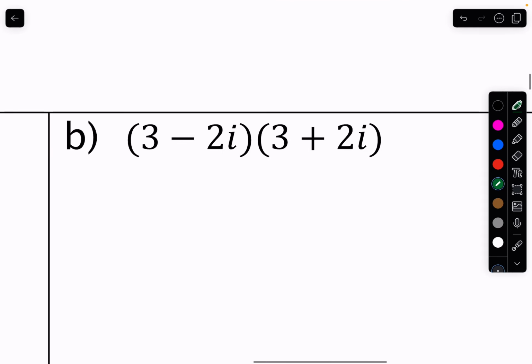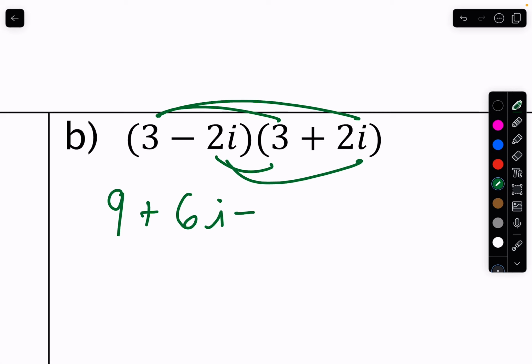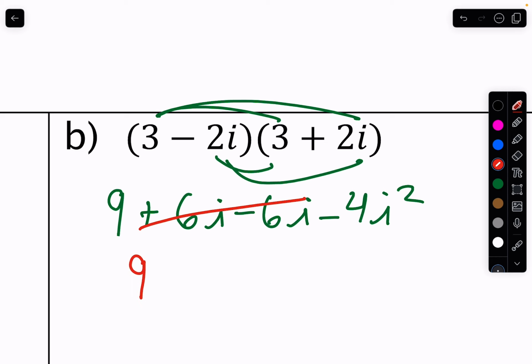All right, and then something like this. This is going to be like a FOIL problem, right? You got to distribute. So we get 9 plus 6i minus 6i minus 4i squared. All right, so there's a lot going on here. 6i and -6i cancel out. So I've got the 9 out in front. And then my i squared, I have to replace with a -1.